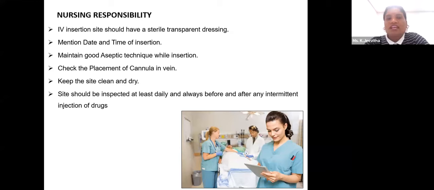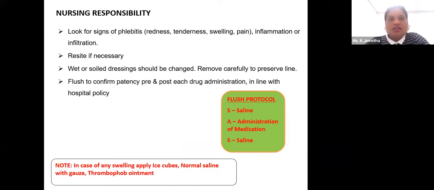If you could see any complication, please try to escalate. That is a main responsibility of the nurses. And look for signs of phlebitis. As we all know, phlebitis is inflammation of the vein. Phleb means vein, itis is inflammation.